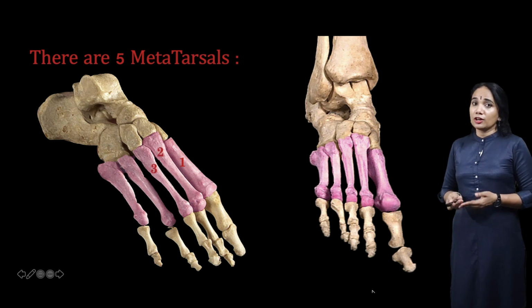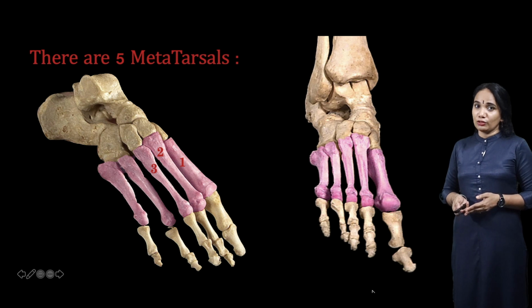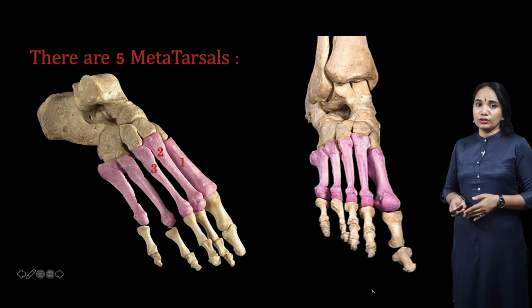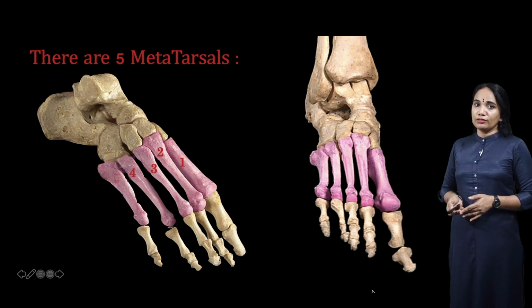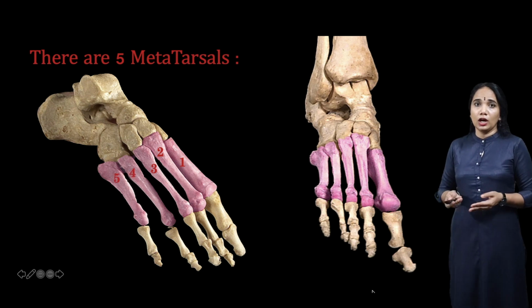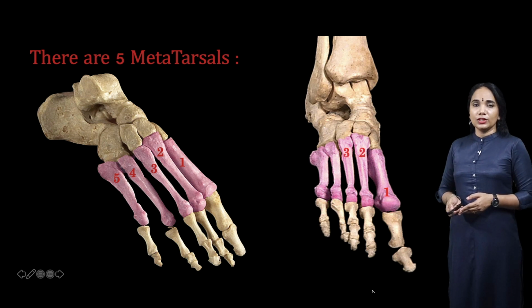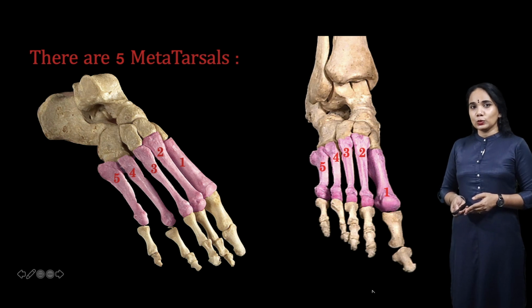and 3 corresponding to the 3 cuneiforms, right? 1, 2, 3 for the medial, intermediate and lateral cuneiforms. Then we have 4 and 5, which as we mentioned before articulates with the cuboid. From the superior view, let's see what happens. There you have the first, the second, the third, the fourth and the fifth. The fifth is the metatarsal, which belongs to the little toe.